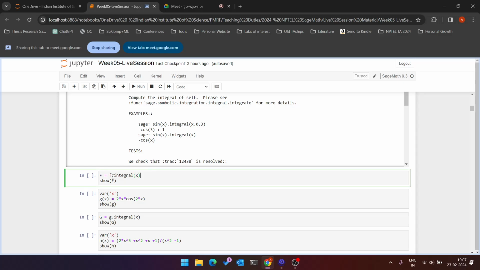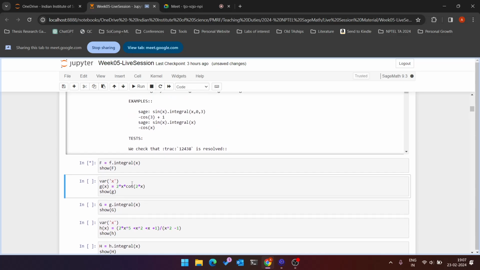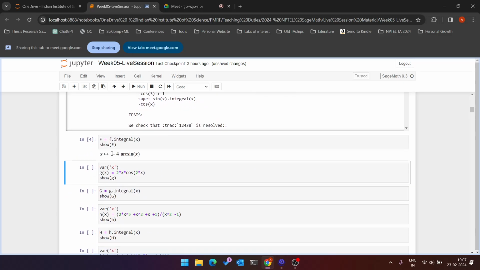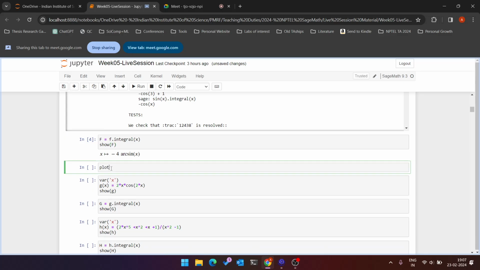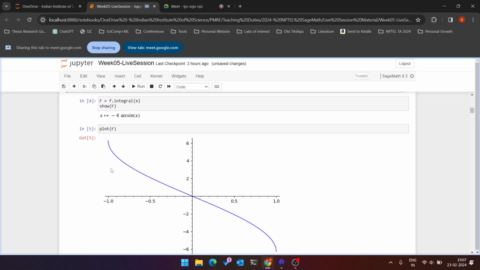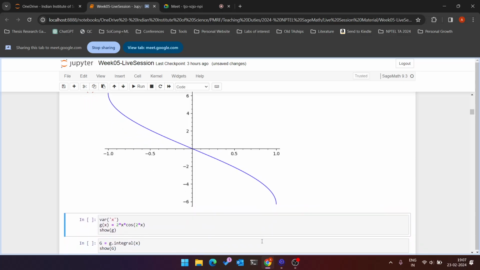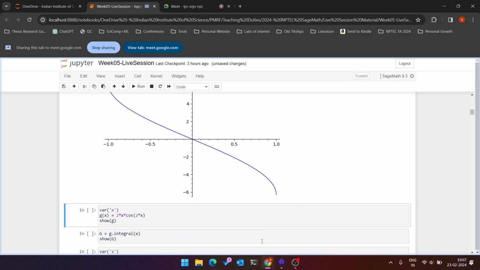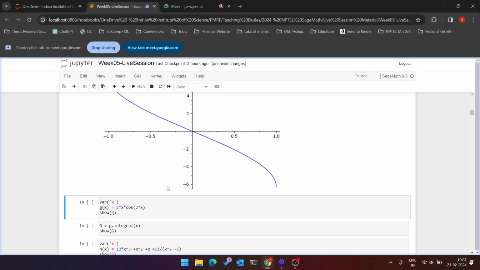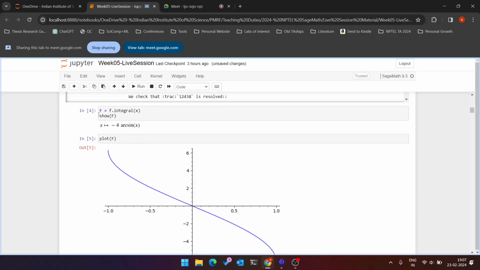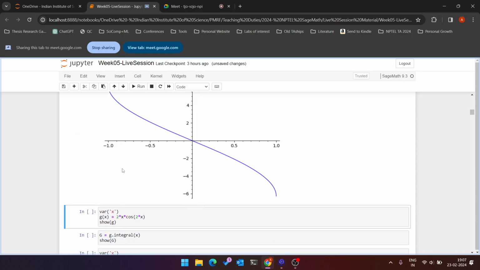So if I integrate f of x, I'll get a function capital F of x. If I do show, what do I get? I get a function of this form, minus 4 arc sine of x. So if I have to plot this, I say this is my indefinite integral. Okay, so this is how indefinite integrals can be evaluated.